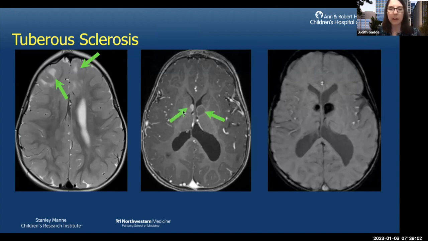Then, of course, some of the other findings that we often see with tuberous sclerosis are these subependymal nodules, and these often will calcify. So here on the right, this is a susceptibility weighted image. They can calcify, they don't have to. If they are calcified, if you do a CT, of course, you can see the calcification on CT.